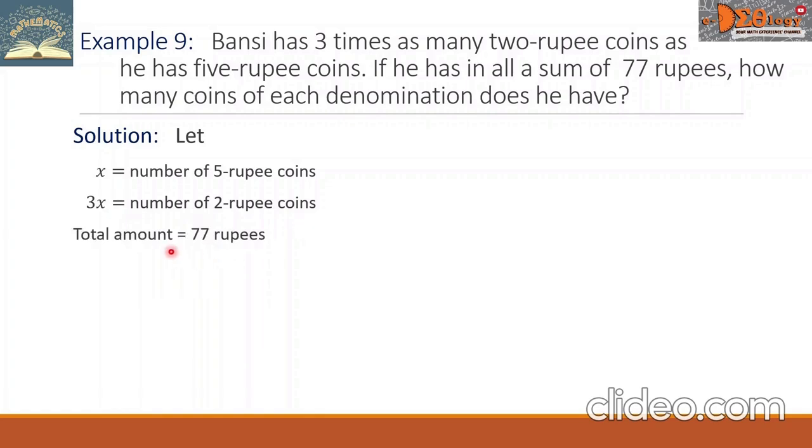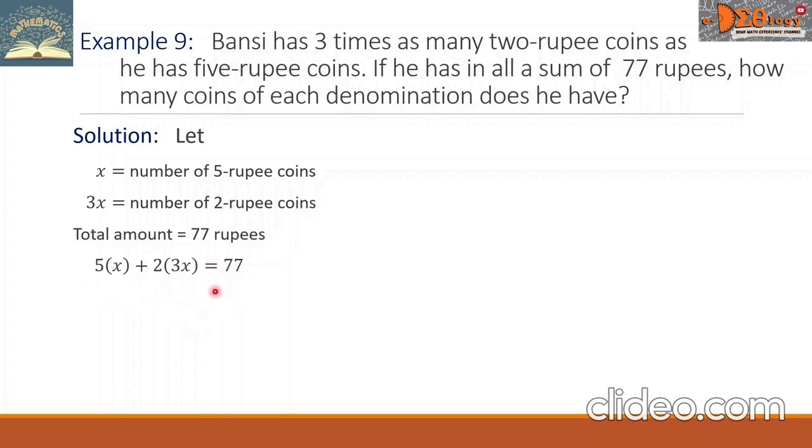Now it says the total amount is 77 rupees. If we put this in an equation, this x we multiply by 5, and this 3x we multiply by 2. We add the two values, and this would be equal to 77.